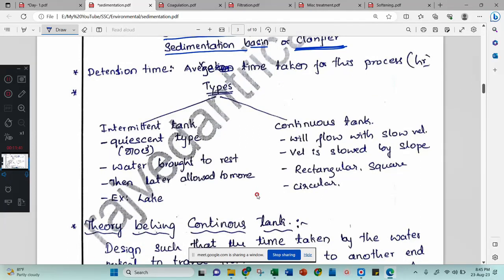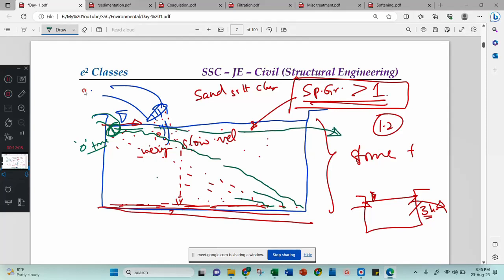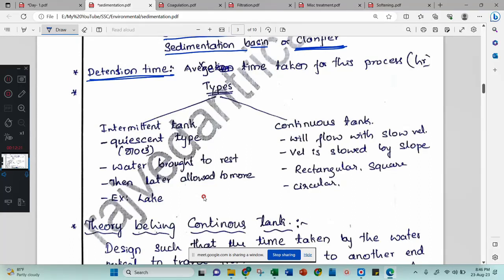The first one is detention time. Detention time means how much time a particular water sample will remain in the tank. Say, for example, this water entered here at zero time, and this water will flow like this, the sediments will come and settle here, and the water will go outside. How much time it takes from here to here is called the detention time. Understood? That is the average time taken for this process, and we count it in hours.